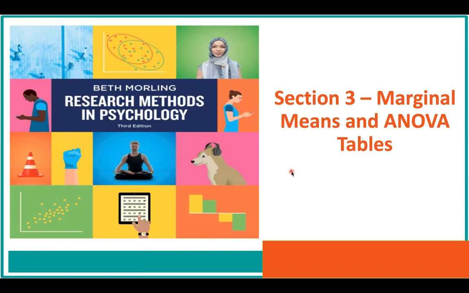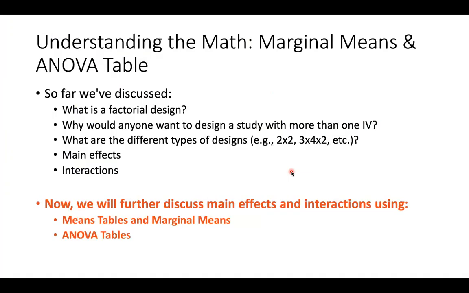So the last two sections have really been just sort of general background information on factorial designs. What are they? Why would we want to use them? Why do we need them? How do we talk about them? How are they organized? And then what types of effects do they produce? In this section, we will move forward into discussing more statistics relevant issues with a factorial design.